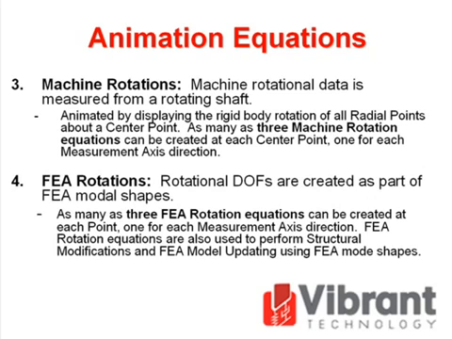Machine rotations. Machine rotational data is measured from a rotating shaft. This data is animated by displaying the rigid body rotation of all radial points about a center point. As many as 3 machine rotation equations can be created at each center point, one for each measurement axis direction.